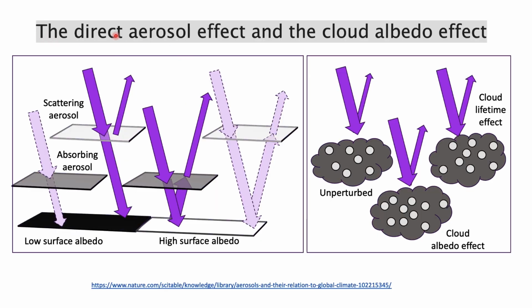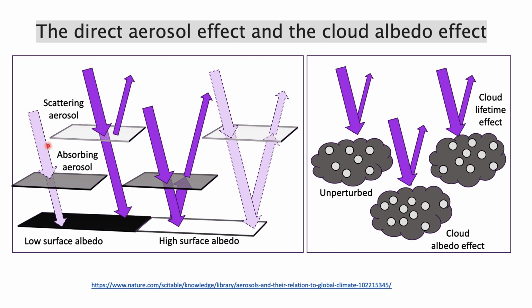Let us look at the direct aerosol effect and the cloud albedo effect. So here we have two types of aerosols. One is the scattering aerosol, another one is the absorbing aerosol. We also have two different surfaces. One is the low surface albedo effect material, another one is a high surface albedo effect material. So it is nothing but these are snow, this can be considered as water. So these are the two different types of material that are present on the land.